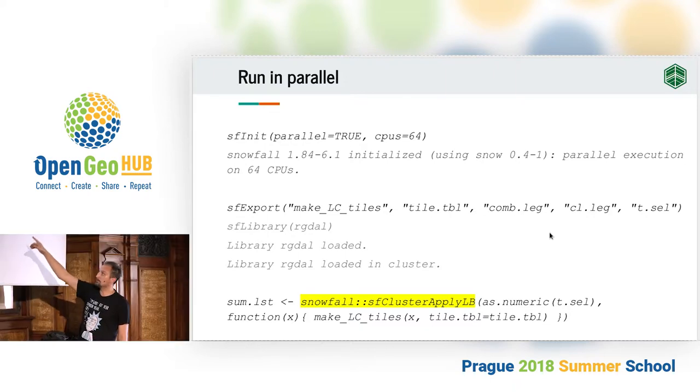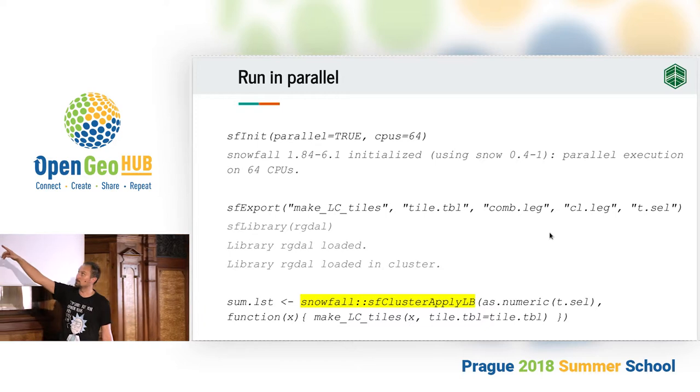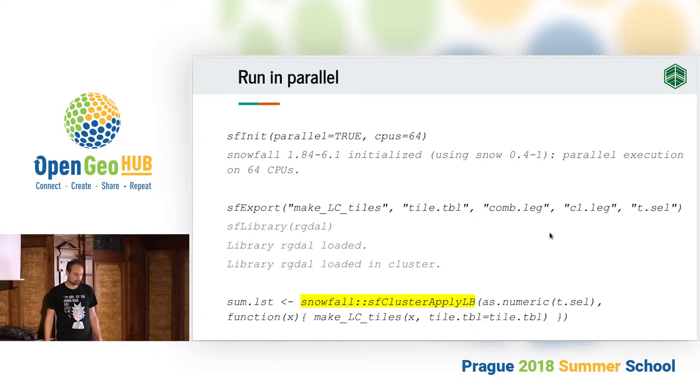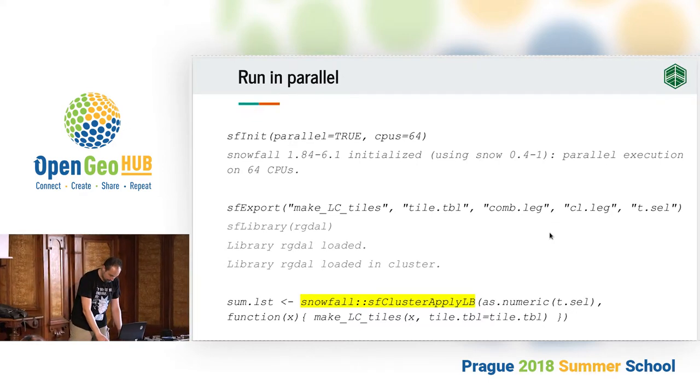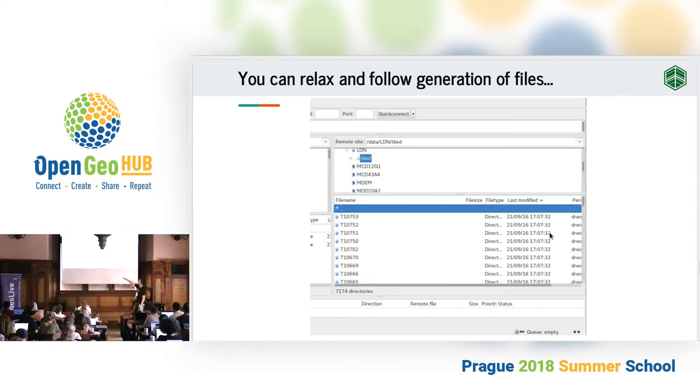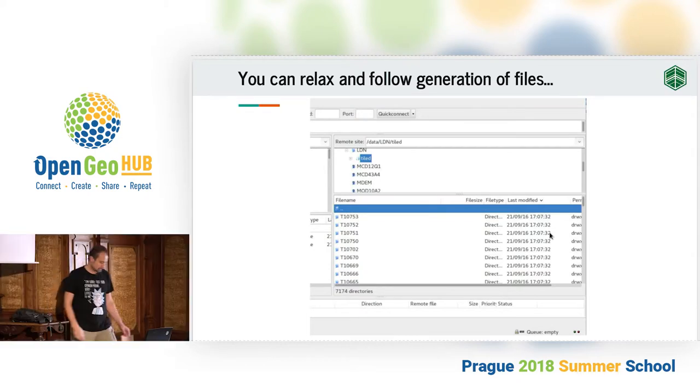So I apply in parallel to each tile the function make LC tiles, so make land cover tiles. And then I can follow how the tiles are made. Usually I put them in different folders. As I run it, if it runs 1 hour, I can just refresh and see how the tiles are filled in.